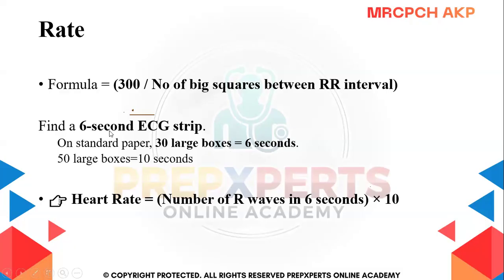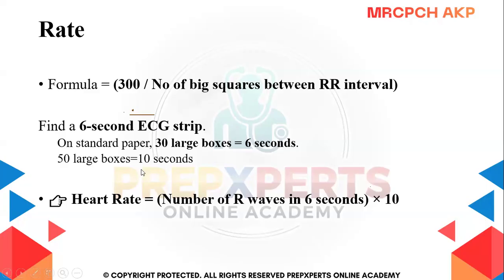And to tell you what a 6-second ECG strip is, there are two types of ECG strips. One is a 6-second ECG strip and the other one is a 10-second ECG strip. How are you going to find out? On an ECG paper, if you count the large boxes and they appear to be 30 in the whole strip, then this is a 6-second strip. So you're going to count the R waves on the ECG strip and multiply it by 10.